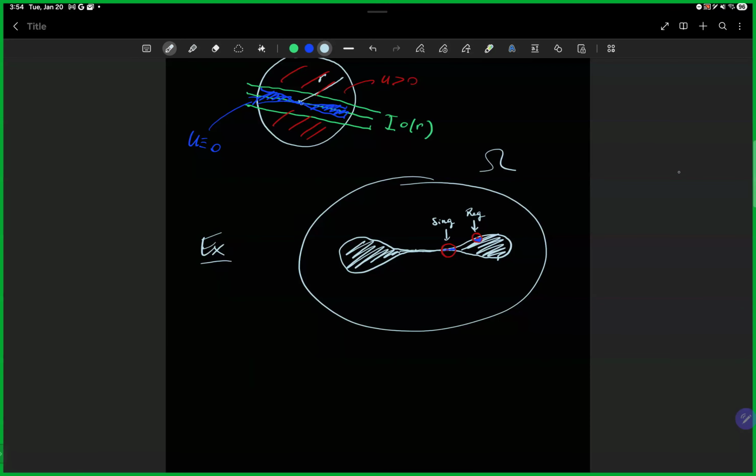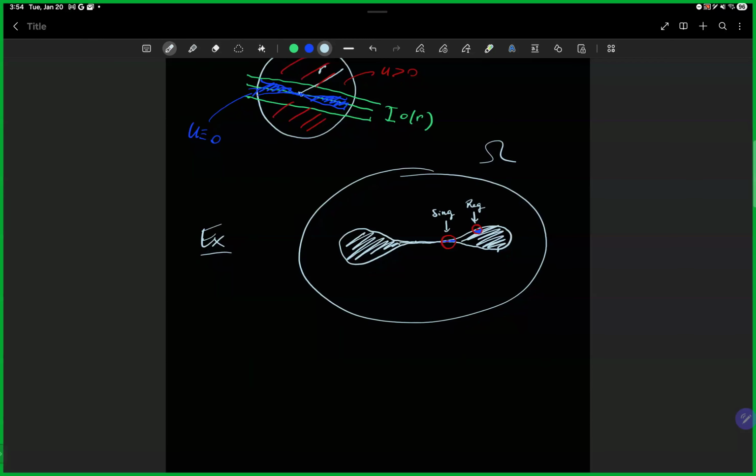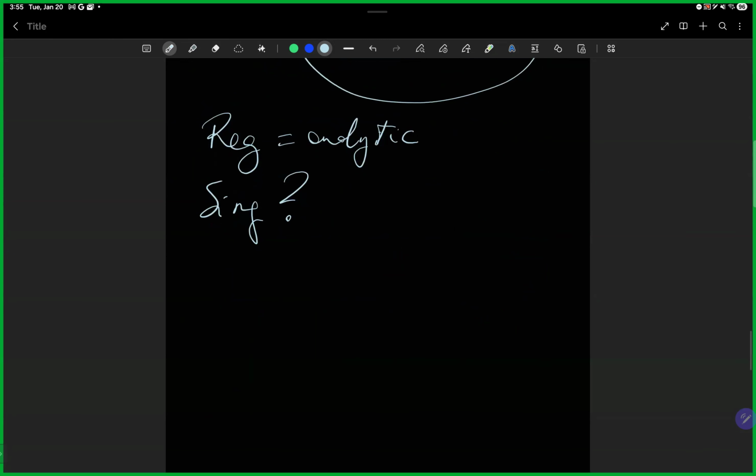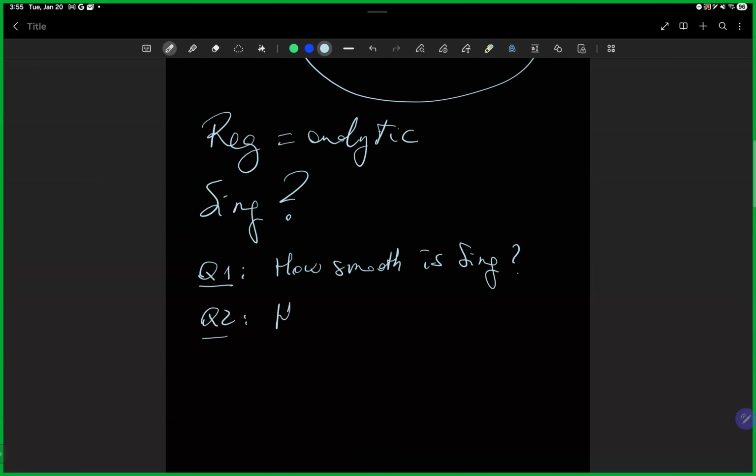Okay, so now we want to understand better this free boundary. So the regular set, we said already, is analytic. And singular, what can we say? Here I would like to discuss three questions. So question one: how smooth is the singular set? Question two: how large is the singular set?